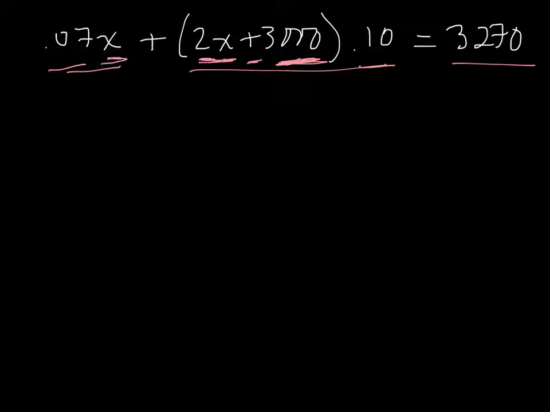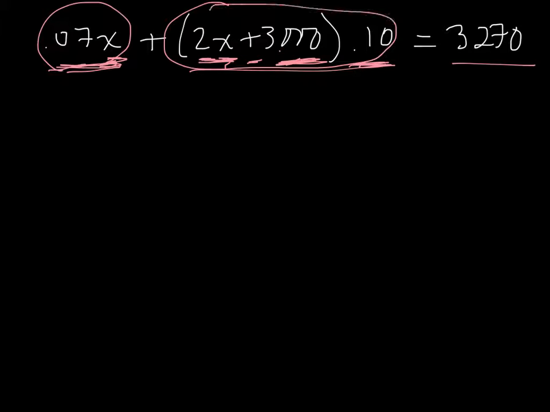Okay, so the first one we set at x, so 7% of x plus 2 times however much I invested initially, plus 3,000, times the 10% that the second amount is getting. And when you multiply each of those together, it gives you an amount of interest that's made on that money. And the total amount of interest made for the year was that 3270.